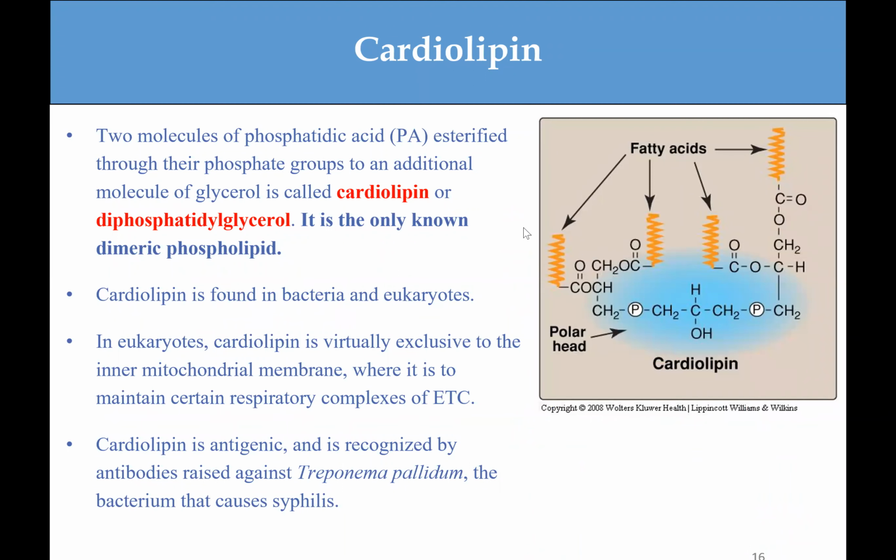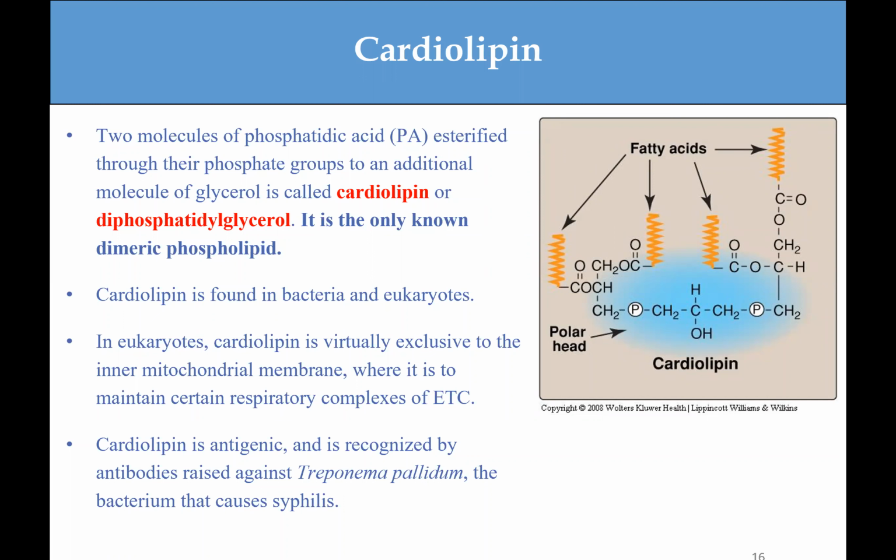Now again, cardiolipin, the one we talked about, is diphosphatidylglycerol, and it's the only dimeric phospholipid that we know. So it has two arms and it's dimeric. Cardiolipin is important because it's found in bacteria and eukaryotes. In eukaryotes, it's only found on the inner mitochondrial membrane, and it's important for maintaining respiratory complexes.